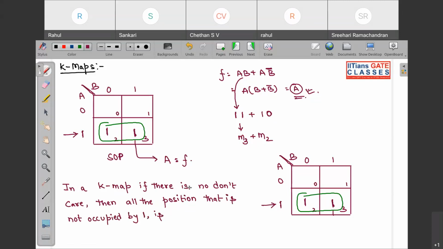So in a KMap, if there is no don't care, then all the positions that are not occupied by 1 are, what should I write? By default occupied by 0, and vice versa. That means what? See over here.